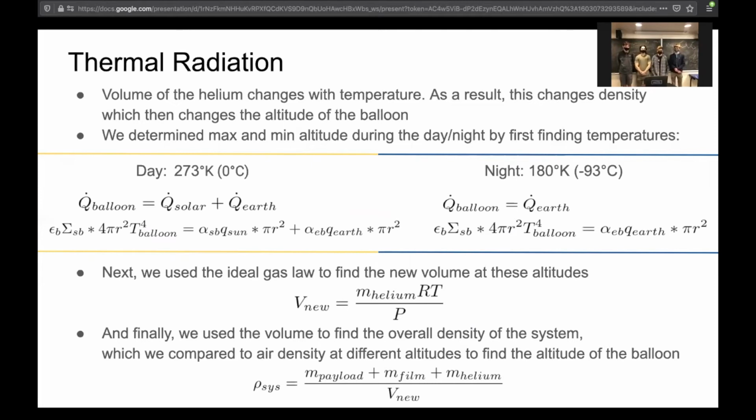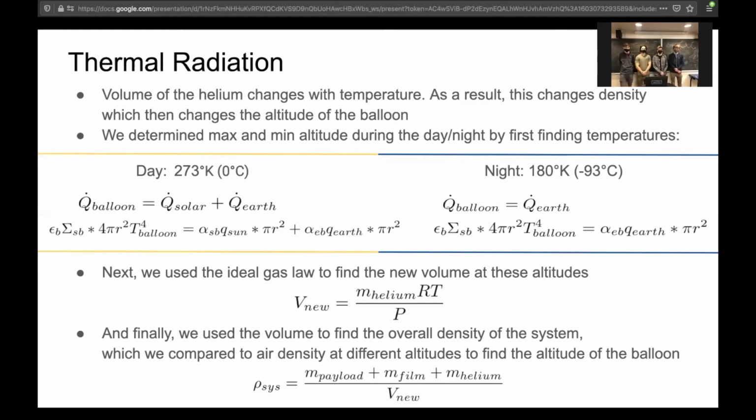So to find the minimum and maximum altitude of our balloon during the day and the night, we first had to find the temperatures. And to find the day temperature, we set the thermal radiation out from the balloon equal to the thermal radiation from the sun plus the thermal radiation of the earth. And at night, we just set the thermal radiation of the balloon equal to that of the earth. And this resulted in a day temperature of 0 degrees Celsius and a night temperature of negative 93 degrees Celsius.